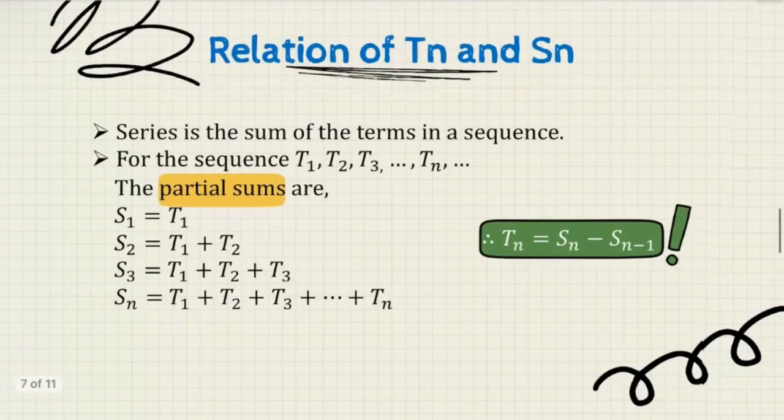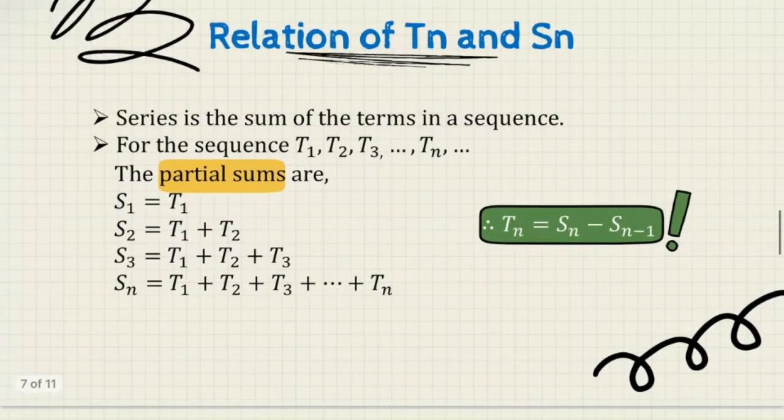Let's go through the relation between nth term dan juga sum of n terms. Okay. So relation dia, series is the sum of the terms in a sequence. Oh, kat sini saya dah bagi definition. Series adalah sum of the terms in the sequence. So kalau dia ada term 1 plus term 2 plus term 3 sampailah plus Tn. So ini merujuk kepada sum of the sequence lah.